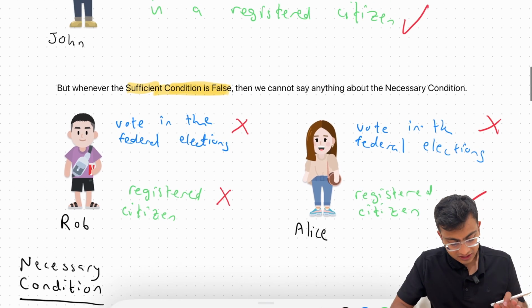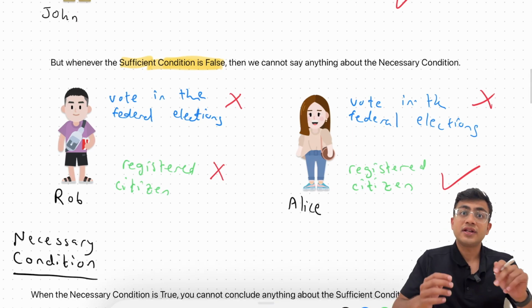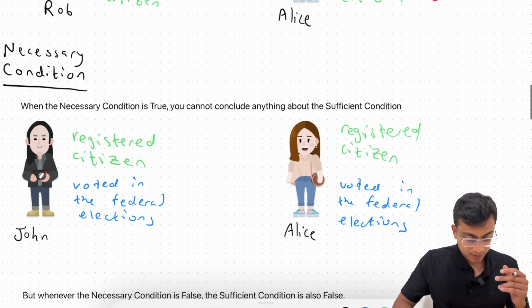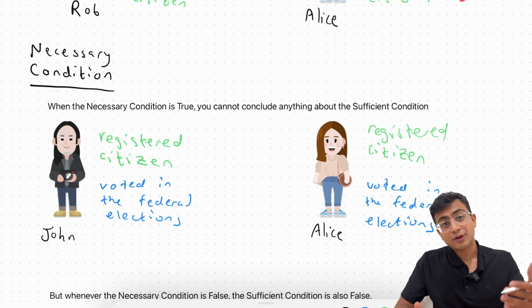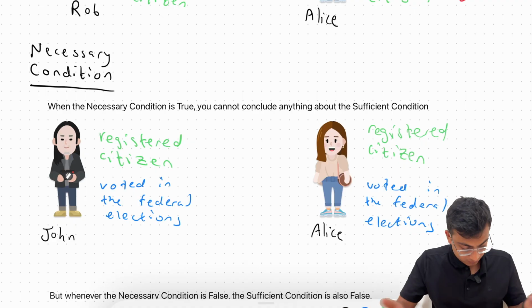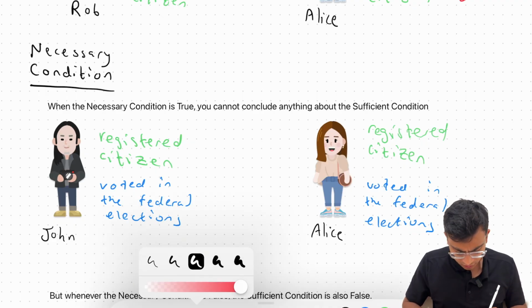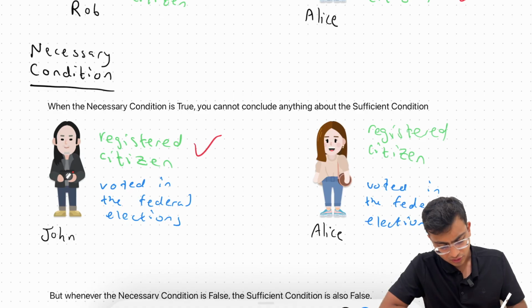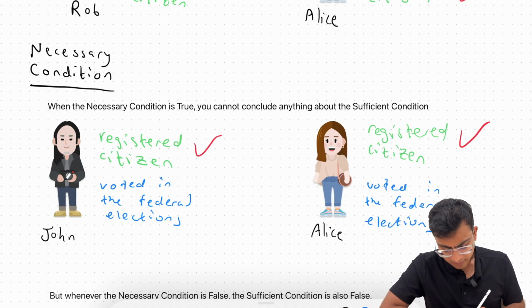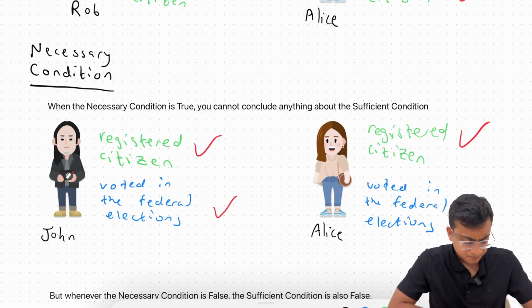Okay. Let's move on to the necessary condition now. And the necessary condition works in reverse. So here's what I mean. When the necessary condition is true, you actually cannot conclude anything about the sufficient condition. So let's take John and Alice. We know in both situations that the necessary condition is true. So they're both registered citizens. But John, being a good citizen, actually voted in the federal elections, but Alice just chose not to.